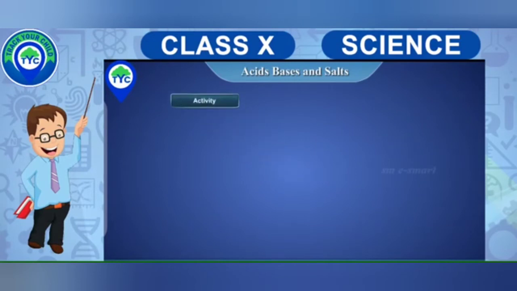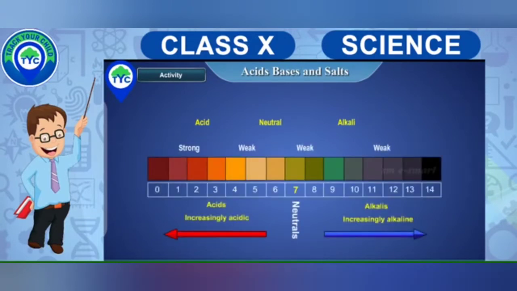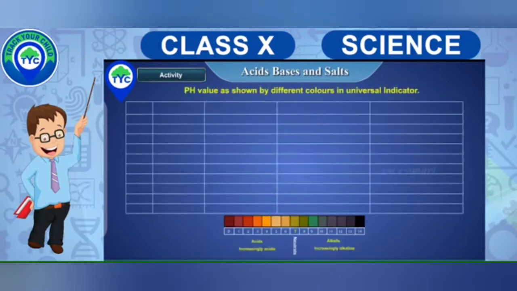Activity 11: acid, neutral, alkali. Strong, weak, weak, weak. pH values as shown by different colors in universal indicator. Serial number, solution, color of pH paper, approximate pH value, nature of substances.